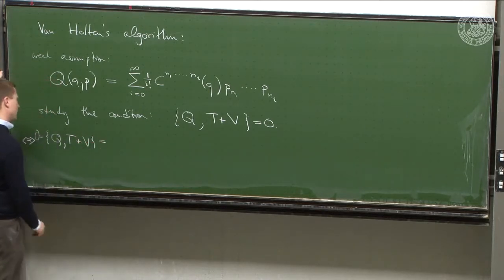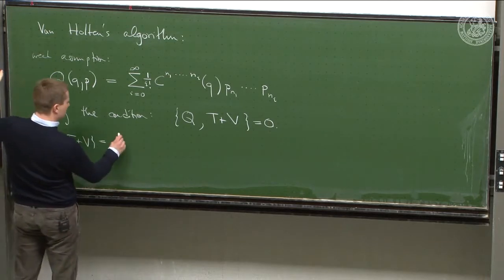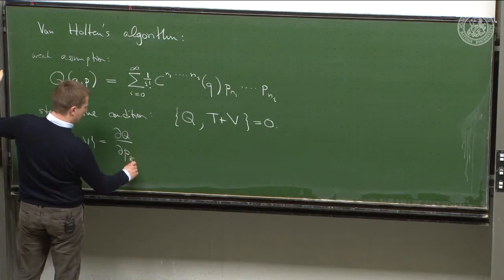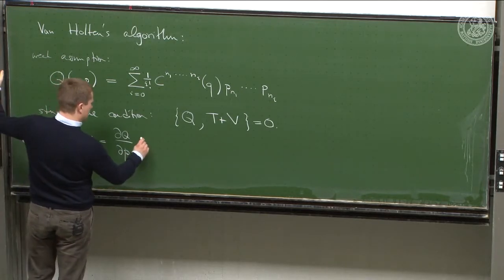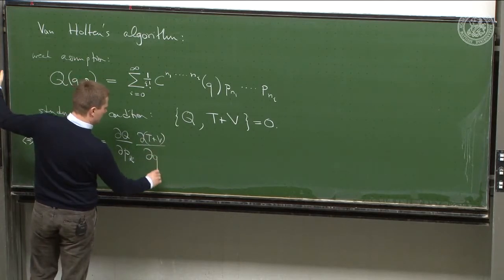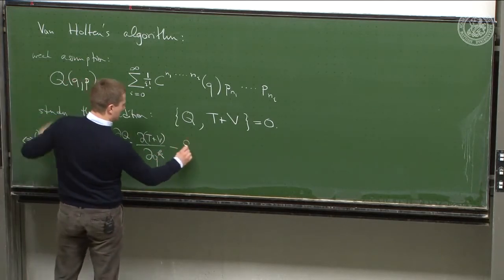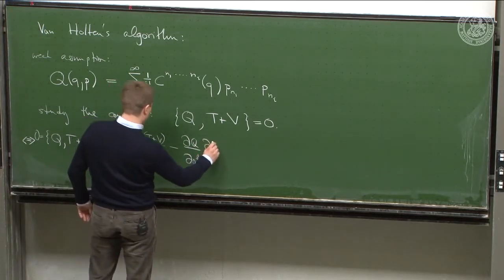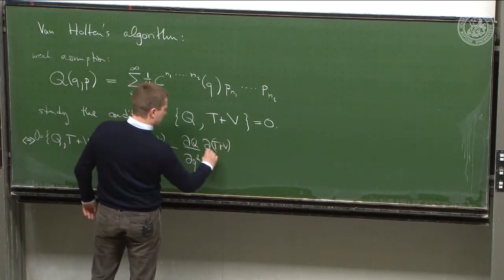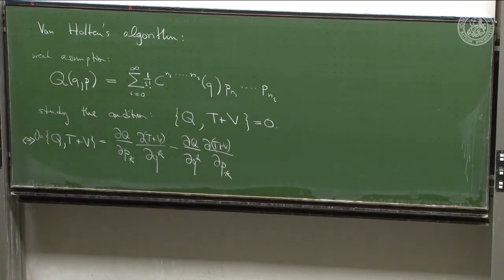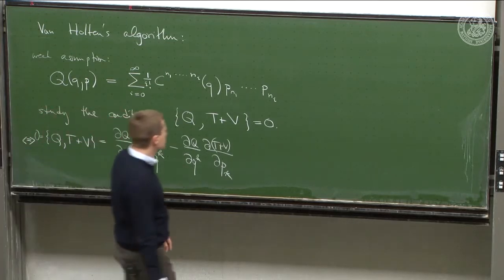And what is this Poisson bracket? It's dQ by dp_k, and now comes d(T plus V) by dq^k, minus dQ by dq^k times d(T plus V) by dp_k. Okay? So what is this?